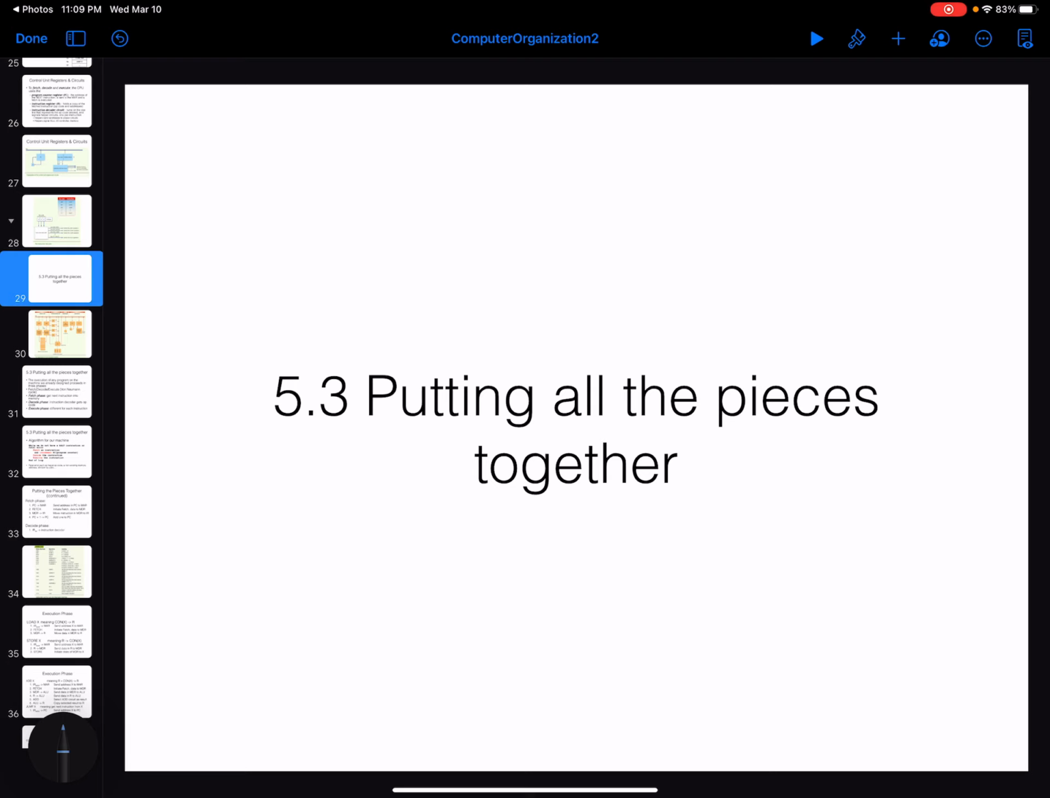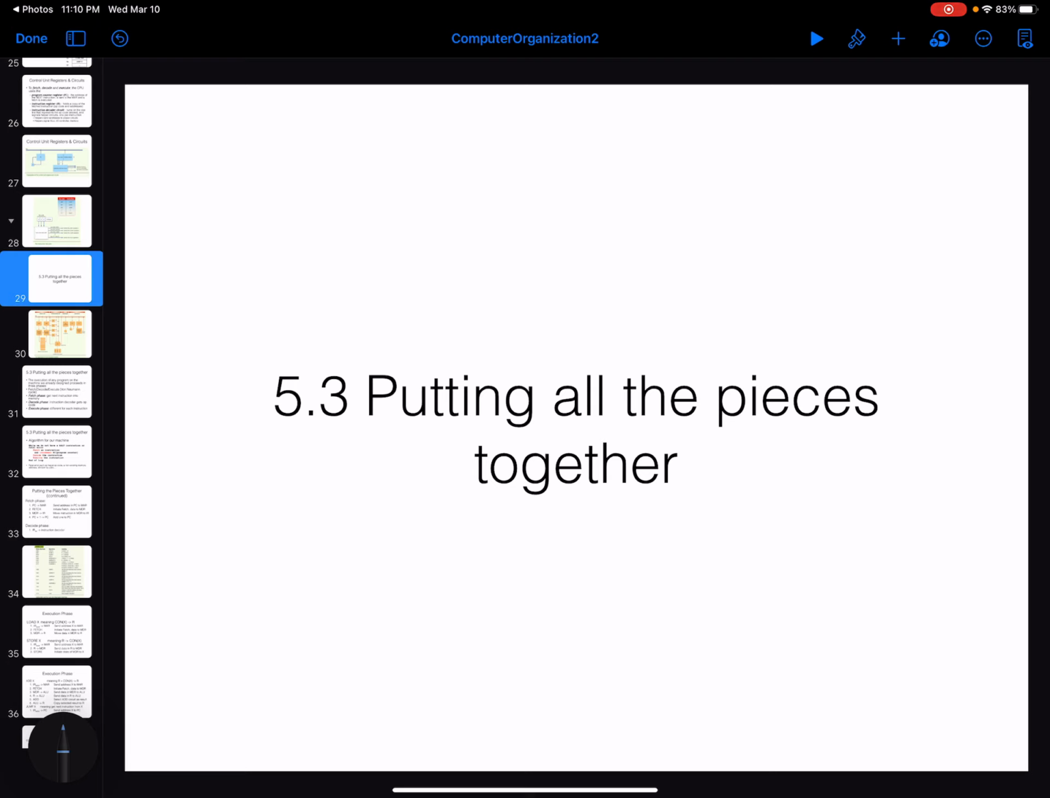COMP125 Principles of Computing. This is going to be the last video from Chapter 5, Computer Organization. We have already talked about the architectures of von Neumann. We have talked about four different subsystems: the memory, input-output, the ALU and the control unit.